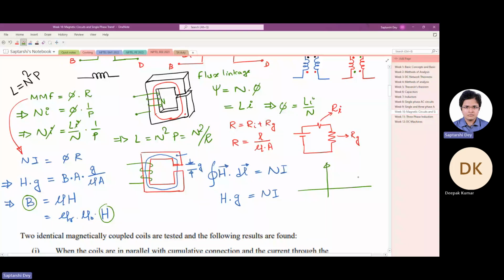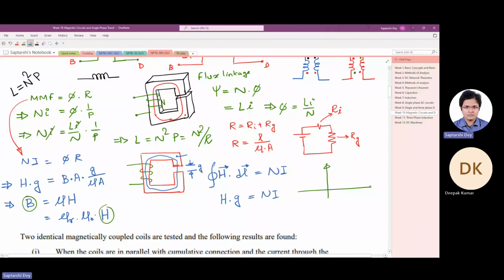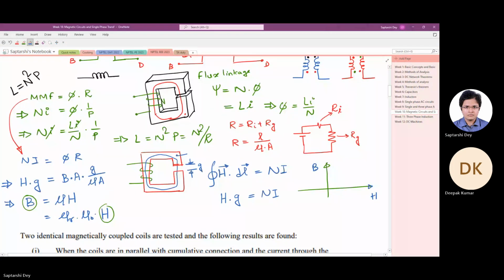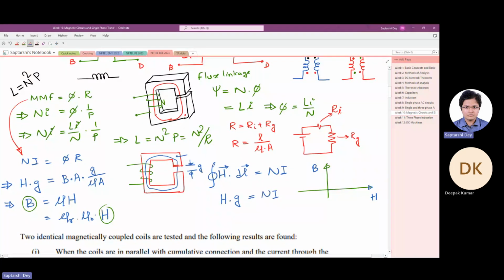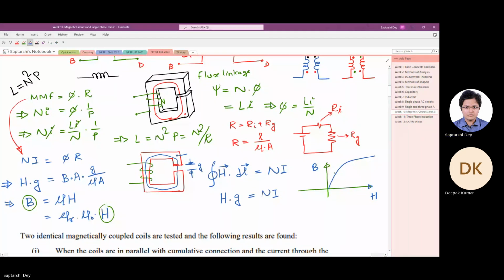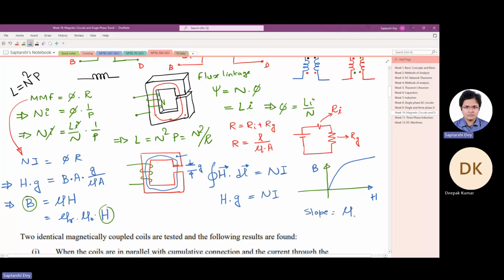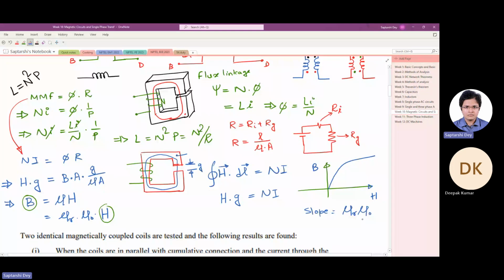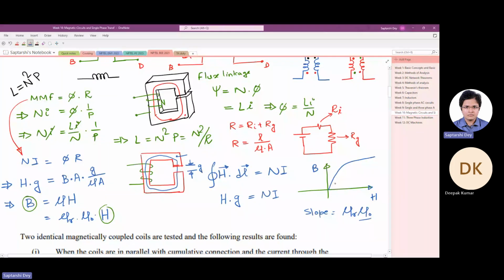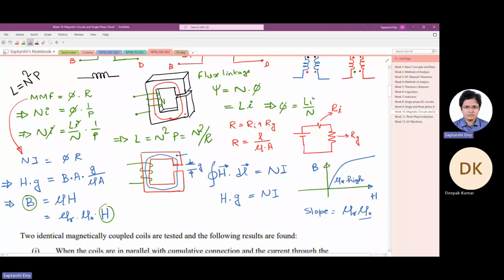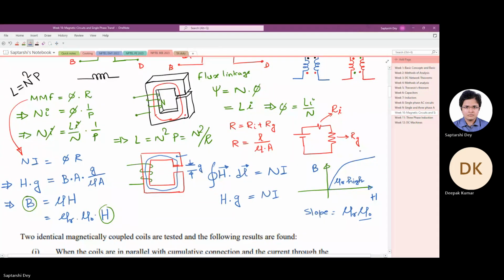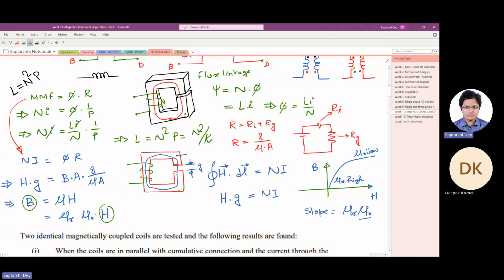So now if I draw the BH curve for a magnetic material, that looks like this. So you can see that the slope of this curve is given by mu r mu naught. Now mu naught is a universal constant. So the value of mu r here is very high. For say iron and all, it's 4,000 to 6,000, in that range. Whereas here the mu r is very low.